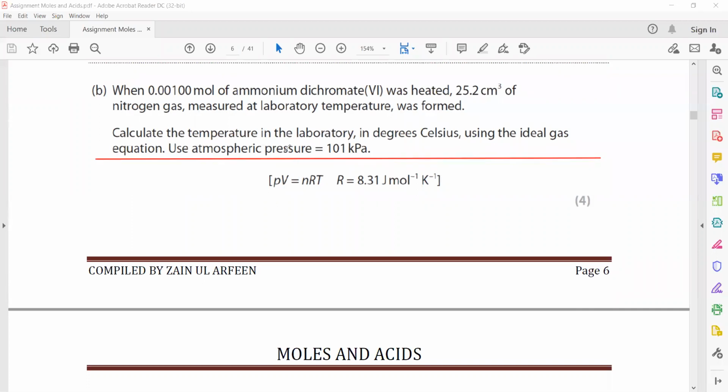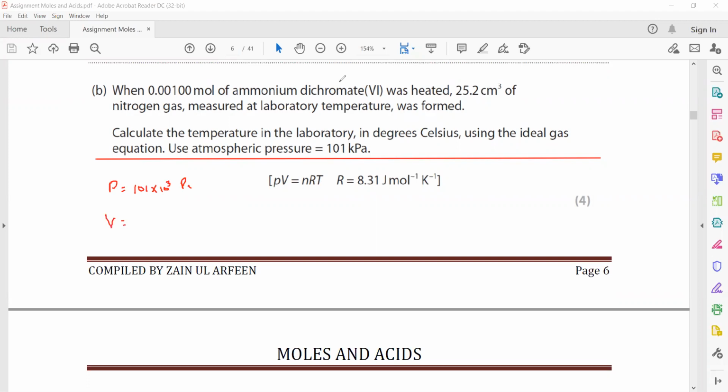Where P is the pressure, V is the volume, n is the number of moles, R is the general gas constant, and T is the temperature, which we are finding. So all should be in SI units. So pressure is 101 kilopascal, so it should be 101 into 10 power 3 Pascal.